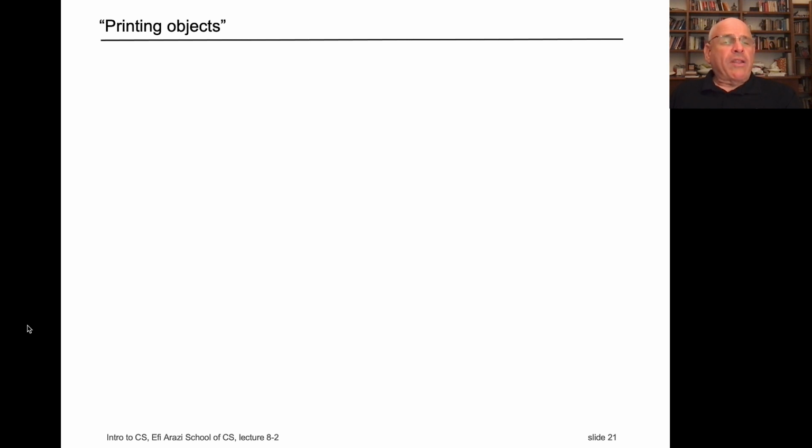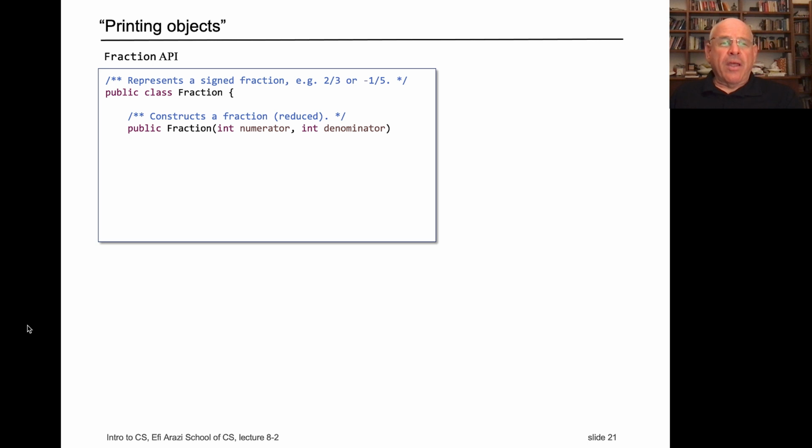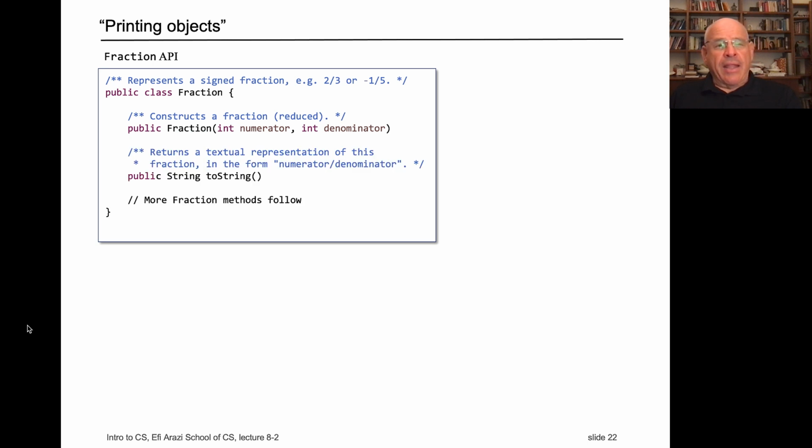Suppose I want to print an object. It's not obvious how to do it. So here again is my fraction class. Here is my constructor. And now we see something new. We have a function called toString, which is a special word in Java. This toString function returns a string.